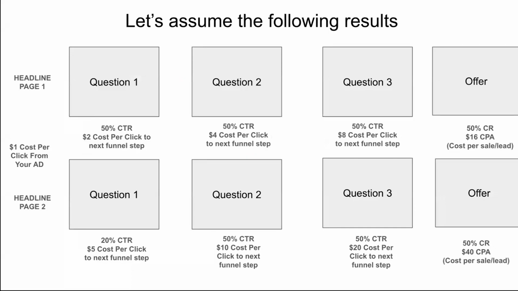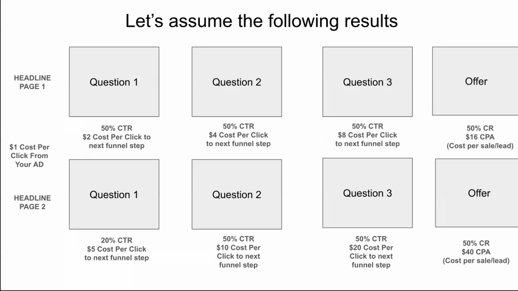So let's say on the top here is funnel number one, and the bottom is funnel number two, okay? And all we're changing is the headline. This is why this is so powerful, right? So we're assuming we're running an ad that's getting us $1 cost per click. Probably not realistic for most offers with Facebook, but just for the sake of math, we're gonna use $1.